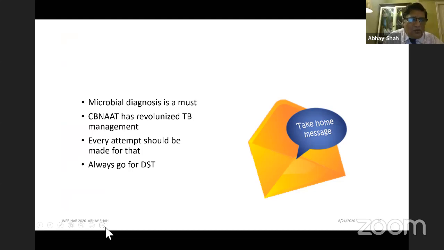So in case of tuberculosis, a microbial diagnosis is a must, no matter whether it's a clear-cut case on clinical background. CBNAAT has revolutionized TB management and should be provided upfront. Every attempt should be made for all the microbial diseases. And once it is detected, then always go for the drug sensitivity report. So that is all about this.